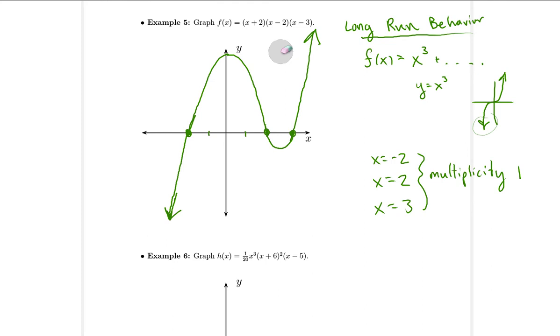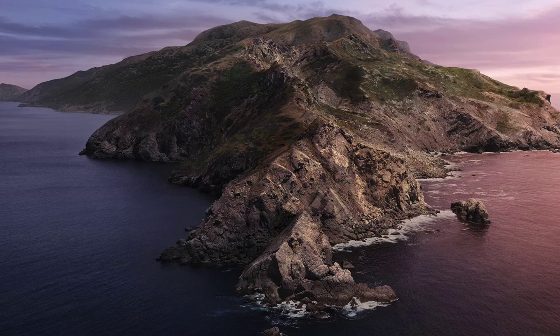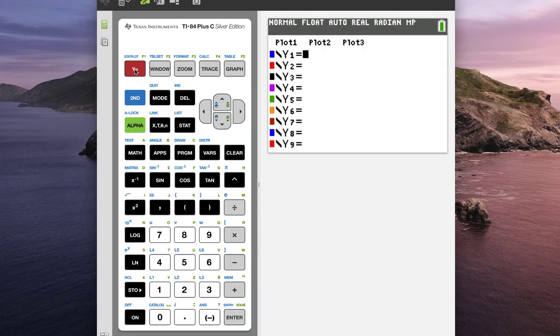Now, let's just take a break here for a second before we move on to the next one, and let's make sure we're understanding this idea of long run behavior versus short run behavior, short-term behavior. Okay, so I'm going to go to the calculator here for a moment. All right, go to my y equals menu, and I'm just going to type in exactly what we were just working with. x plus 2, x minus 2, and x minus 3.